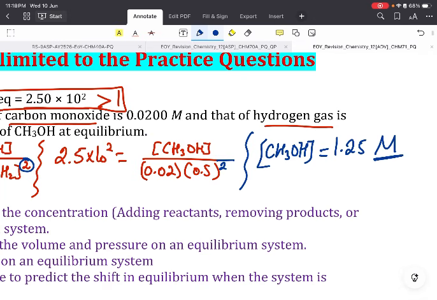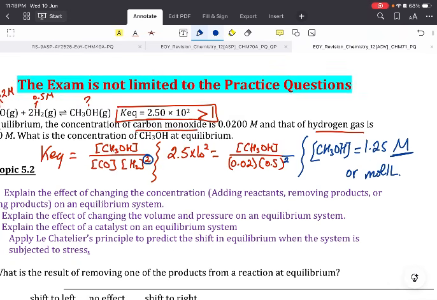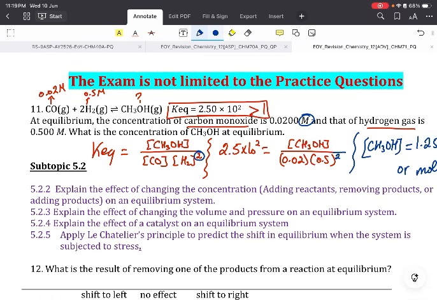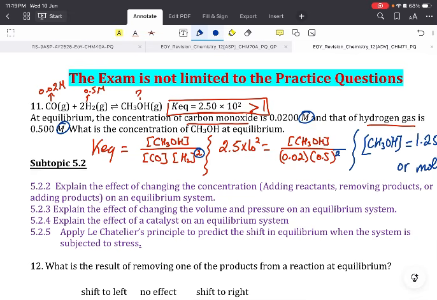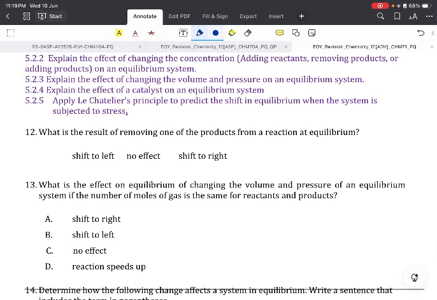Now, never forget the unit. It is capital M, molar, or you can simply write mole per liter. My advice, just follow the lead of the question. So here it's written capital M, just write it capital M.